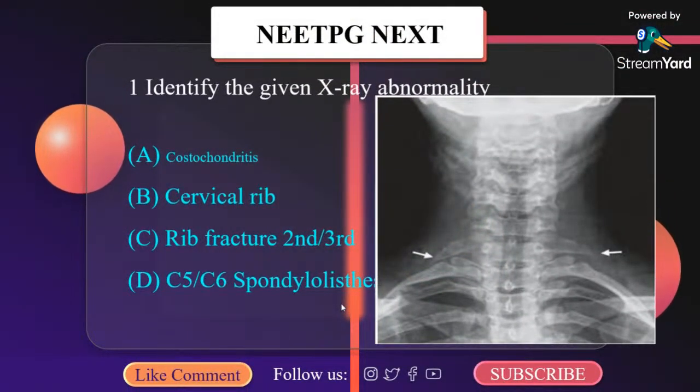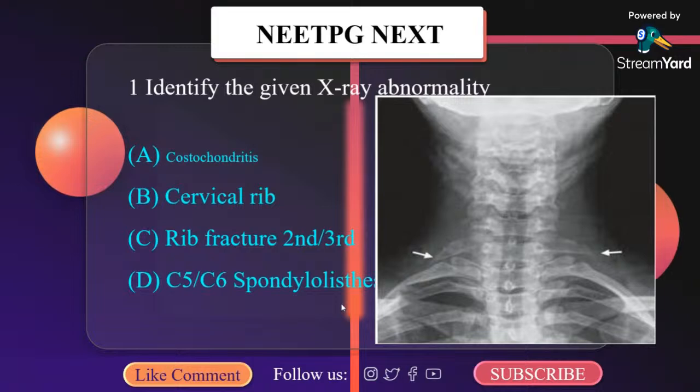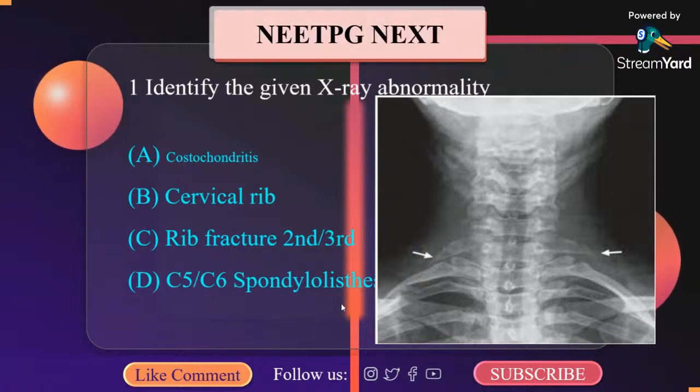Identify the given X-ray abnormality. A. Costochondritis. B. Cervical rib. Here you can see an extra rib, that is a cervical rib. So the correct answer here is B, cervical rib.